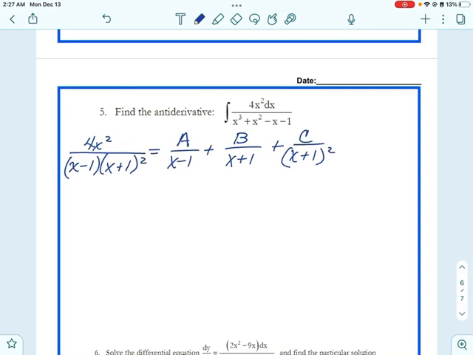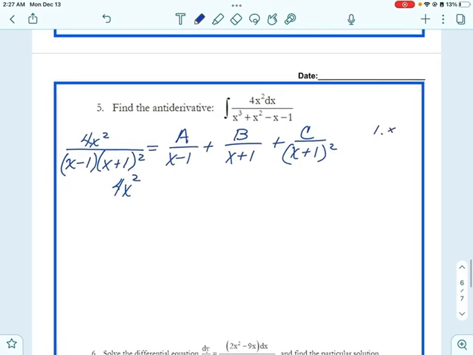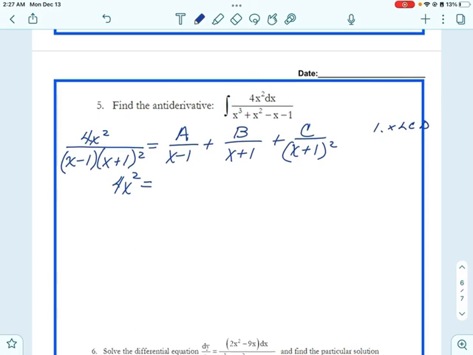Okay, so I get 4x squared because now we're going to multiply by the LCD. So when we do, we get 4x squared is equal to. Remember, you're multiplying both sides of this equation by x minus 1 times x plus 1 squared. So when you do, you're going to get a times x plus 1 squared plus b times x minus 1 times x plus 1 plus c times x minus 1.